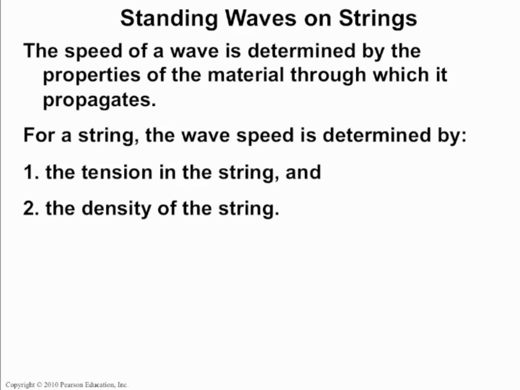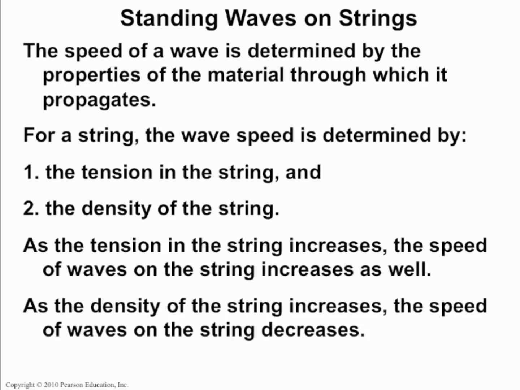For a string, the wave speed is determined by the tension in the string and the density of the string. All right, so you can imagine that if you have a really tense string, it'll make a different frequency than if you have a really loose string. And if you play the guitar, you probably have noticed that. And also the thickness or density of the string matters as well. The thicker string produces a lower sound in general than a thinner string.